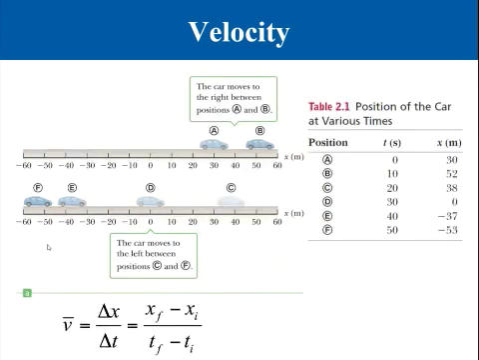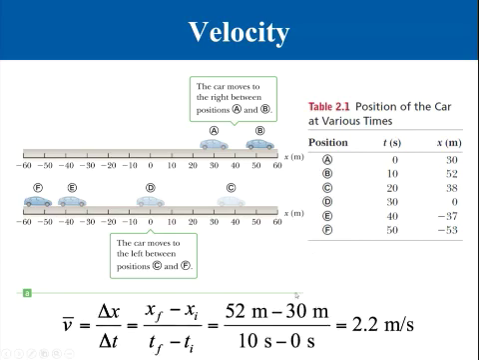So here are a few examples to illustrate what we are talking about. In 10 seconds, the car moved from x initial 30 to x final 52. So the elapsed time from 0 to 10, this is the elapsed time, and the change in the distance is 52 minus 30. So you have 22 divided by 10. This is 2.2 meter per second. This is the average speed.